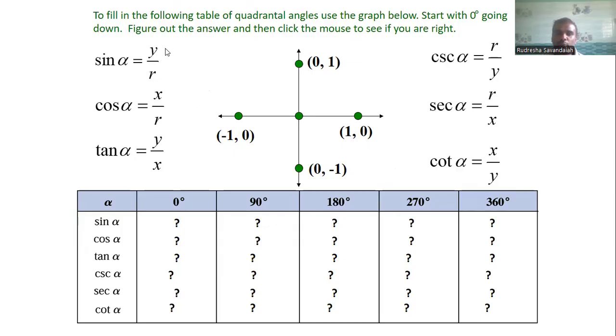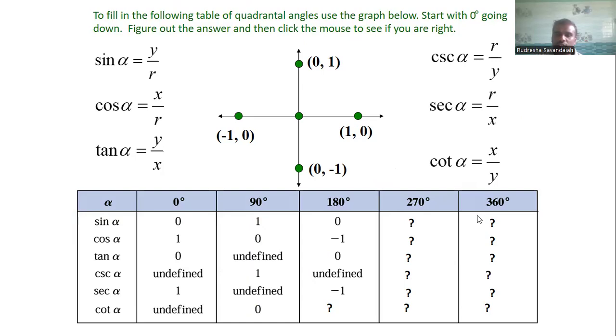Sin alpha is equal to y by r, cos alpha is equal to x by r, tan alpha is equal to y by x. Next I'll do r by y and r by x. Here, undefined.